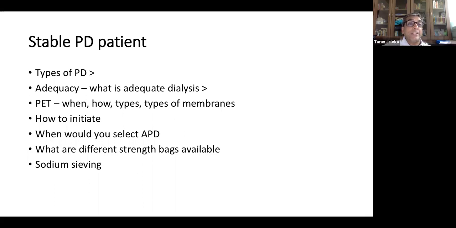Stable PD patients. Types of peritoneal dialysis, you should know what are the different types. Usually exams start with very simple questions, which are believed to be known to everyone, and then slowly they build up and go into complications or advanced questions. So some basic questions you should remember, which should not be filtered right in the beginning. It gives a nervousness as well.